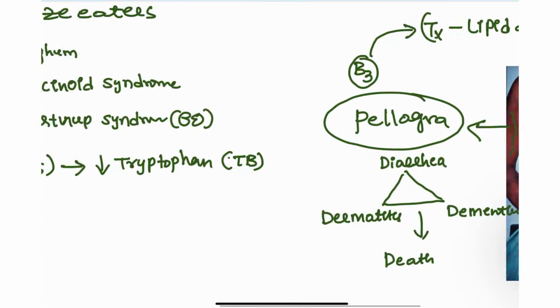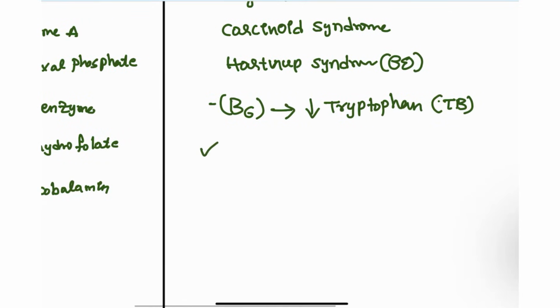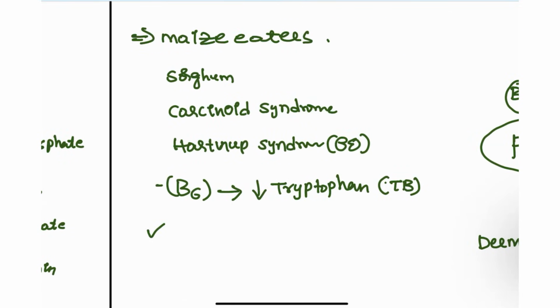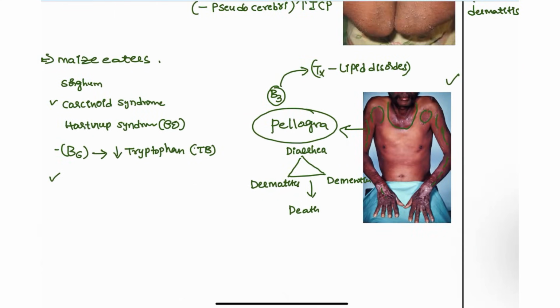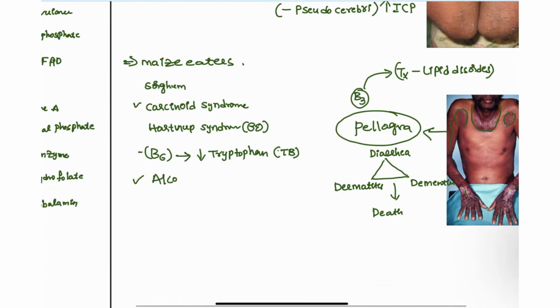And next, coming to the therapy, we have to treat the underlying cause. If these are maize eaters, restrict the diet, and for sorghum also restrict the diet. For carcinoid tumor, remove the carcinoid wherever the growth is present. For Hartnup genetic condition, give tryptophan, because Hartnup syndrome is a genetic condition and it is untreatable, so whatever the underlying cause, we treat these patients. Also, this is commonly seen in alcoholics. It is a classical condition seen in alcoholics.